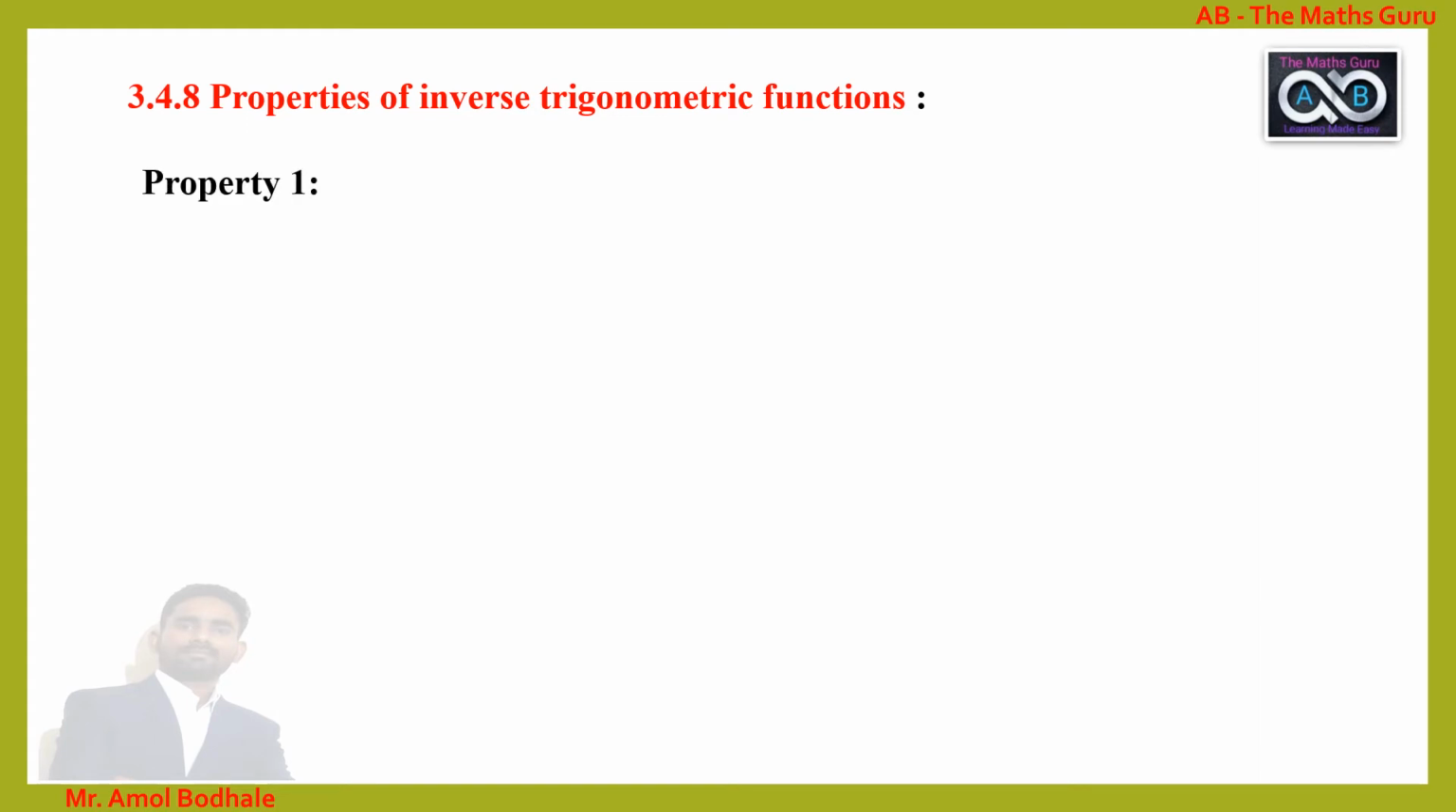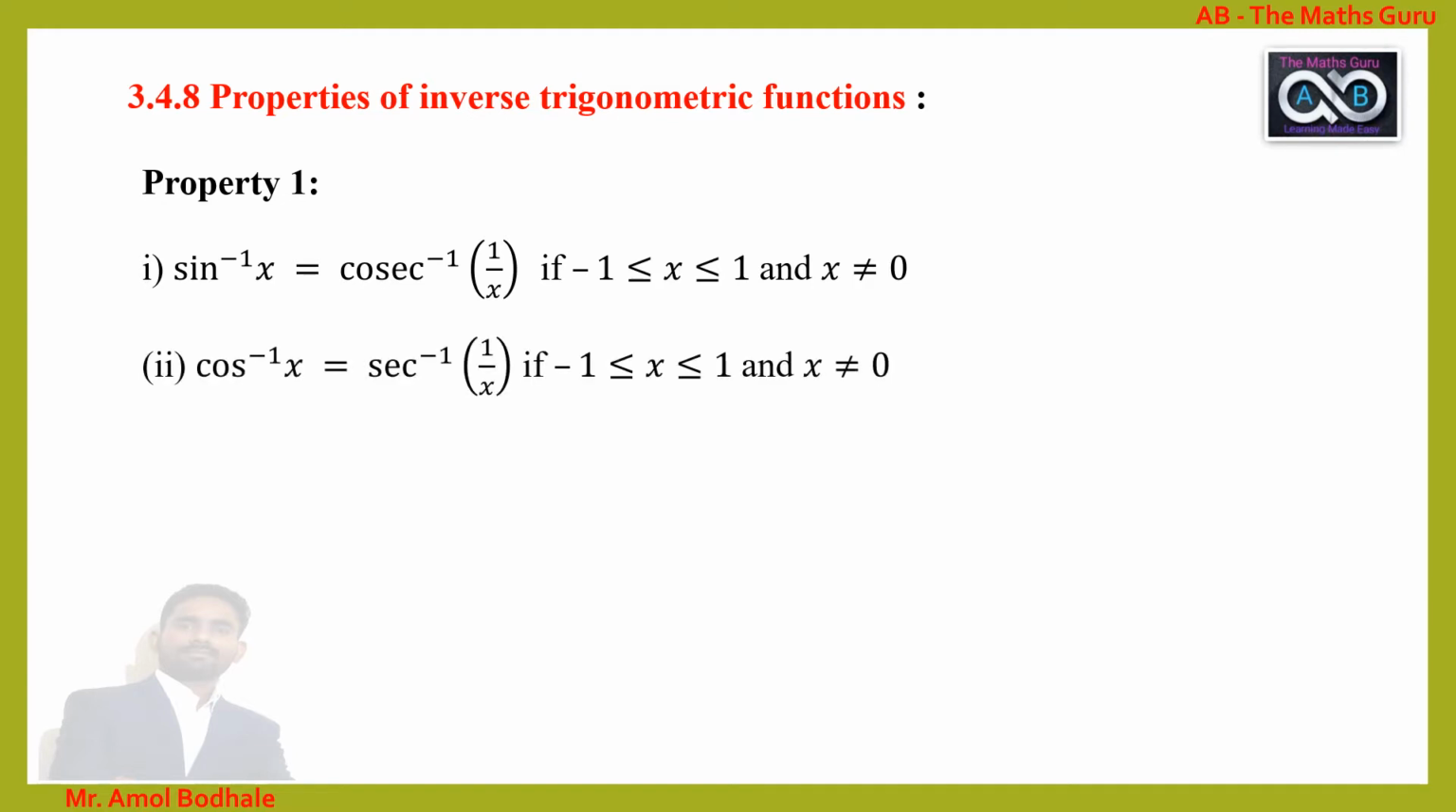The first property: sine inverse of x is equal to cosec inverse of 1 by x if minus 1 is less than or equal to x, less than or equal to 1, and x is not equal to 0. Second property: cos inverse of x is equal to sec inverse of 1 by x if minus 1 is less than or equal to x, less than or equal to 1, and x is not equal to 0.